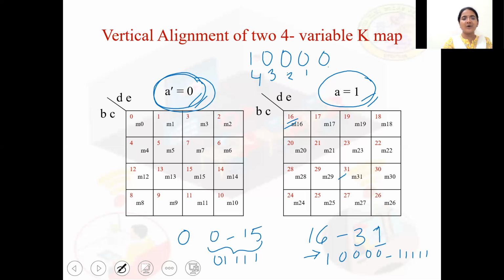In this way, we write a vertical alignment of two 4 variable K-maps. But here I am not writing vertically, since I cannot explain it properly. I am writing one after the other, but consider it as vertical alignment, with the higher one above the lower K-map. Then you can consider this column adjacent to this column, and this column adjacent to this.